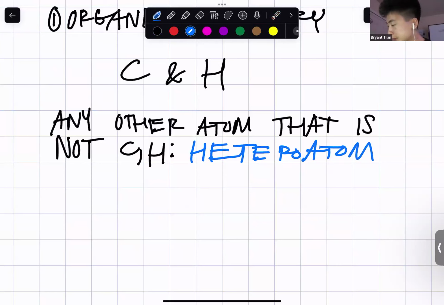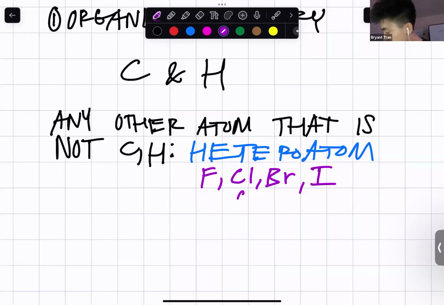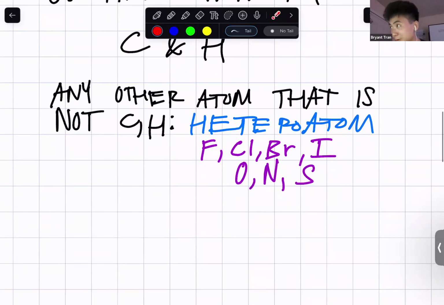And some examples of that would be like fluorine, chlorine, bromine, iodine. These are the halogens specifically on group 7A of the periodic table. There's also going to be oxygen, nitrogen, or sulfur. So these are the most common heteroatoms that you're going to see in organic chemistry. Okay.